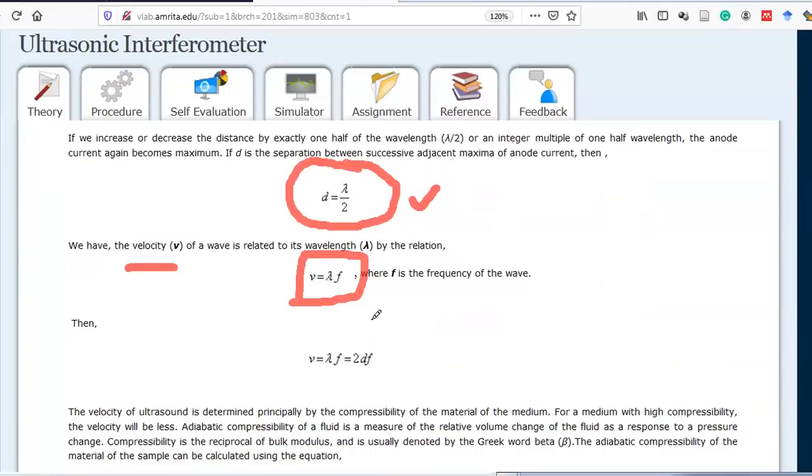I hope you people are aware of this also. Okay, v equal to lambda into f, you can find out with that, and then that lambda value you can place it out, lambda equal to 2d. So you place 2df, and so you can find out the velocity. Have you seen, only one thing we need to find out, that is the d value.